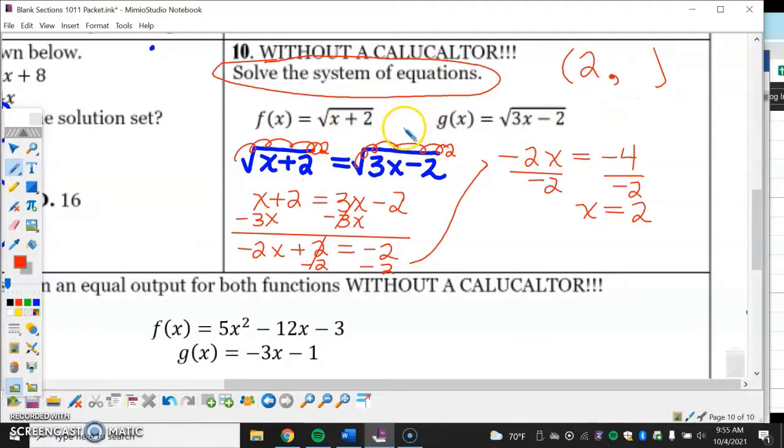How could we find the y value, what the output would be? It should be the same for both functions since we found where they equal each other. I could find that by plugging 2 into x for either equation. See if you can find what the y value would be.